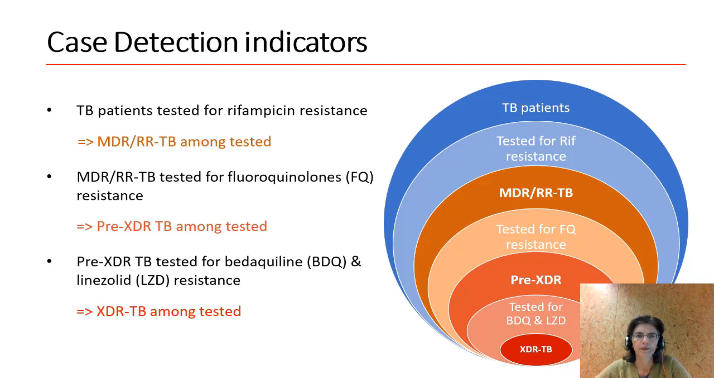Next indicator will be the number of MDR TB patients tested for fluoroquinolone resistance. Again, this indicator gives us information on the accessibility to fluoroquinolone resistance testing and allows us to calculate the number and the proportion of pre-XDR TB patients among those tested.